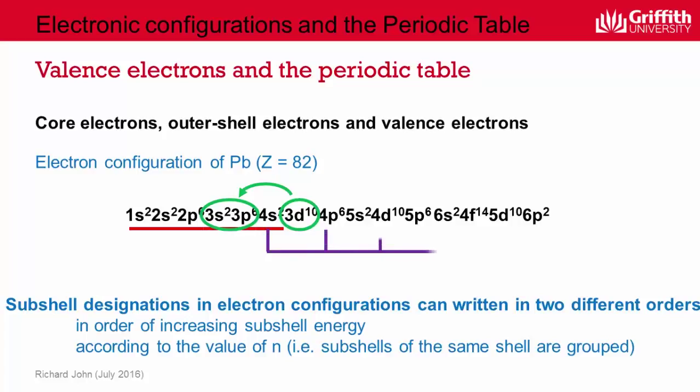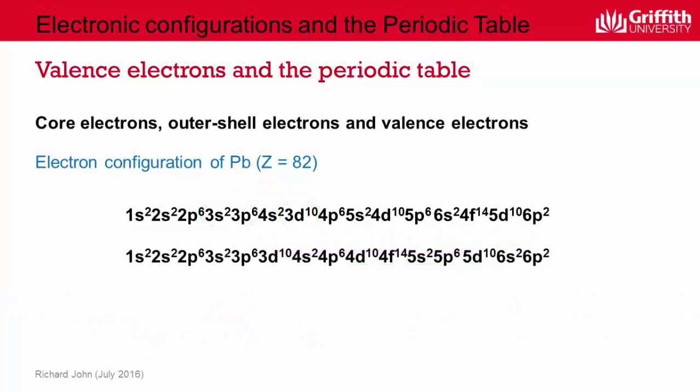And similarly, we might want to group all of the subshells at the n equals 4 level together, all of the subshells at the n equals 5 level together, and the two subshells in the n equals 6 shell, we might want to group them together as well. So if we do that, the electron configuration would look like this, where we've got all of the n equals 1 subshells grouped together, all of the n equals 2 subshells, all of the n equals 3 subshells, the 4 level subshells, the 5 level subshells, and all of the n equals 6 level subshells all being grouped together.